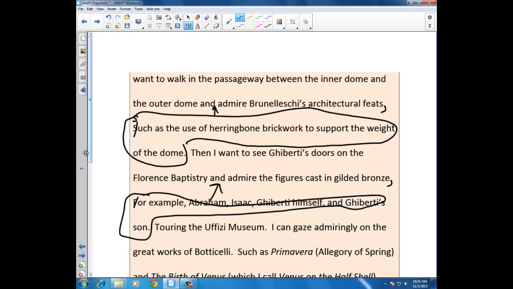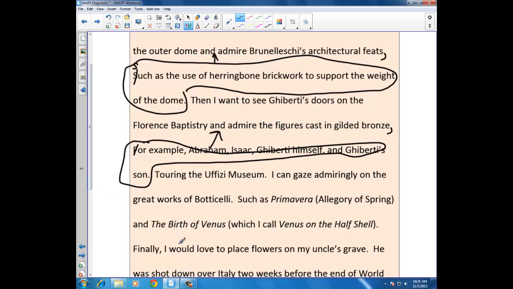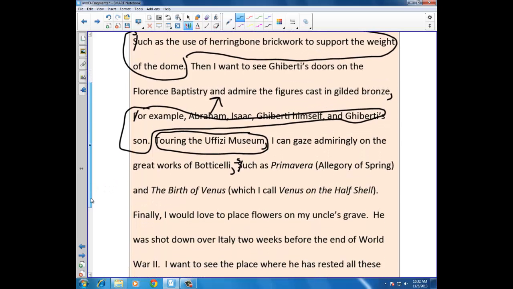Touring the Uffizi Museum, I can gaze admiringly on the great works of Botticelli, such as Primavera, Allegory of Spring, and the Birth of Venus, which I call Venus on the Half Shell. When I read that, notice that I did not pause. That's because all of these should be linked together. The first fragment is touring the Uffizi Museum. It's a classic ing fragment. We're going to put a comma here. Touring the Uffizi Museum, I can gaze admiringly on the great works of Botticelli, comma, small s, such as Primavera, Allegory of Spring, and the Birth of Venus, which I call Venus on the half shell.